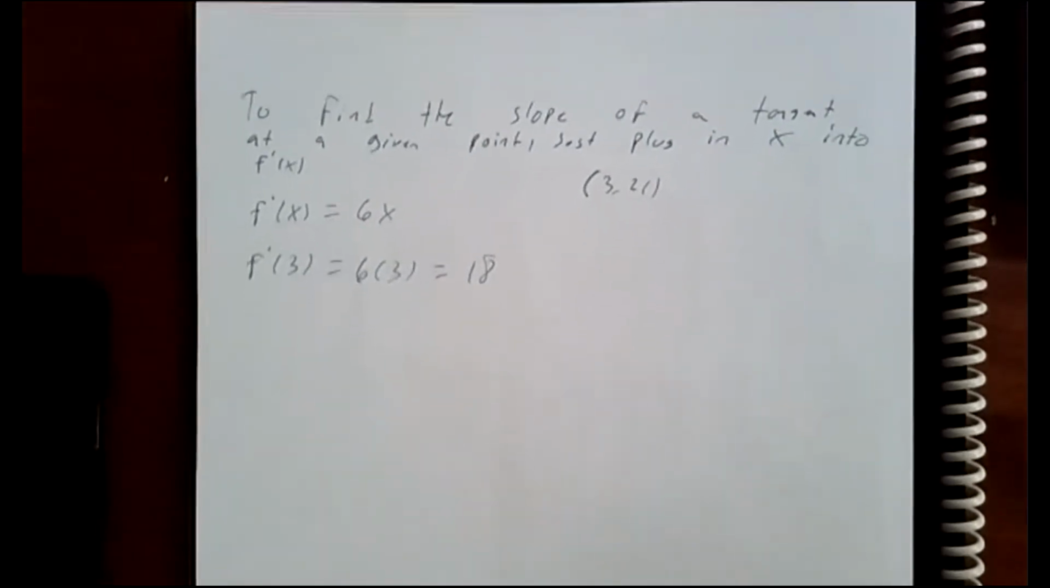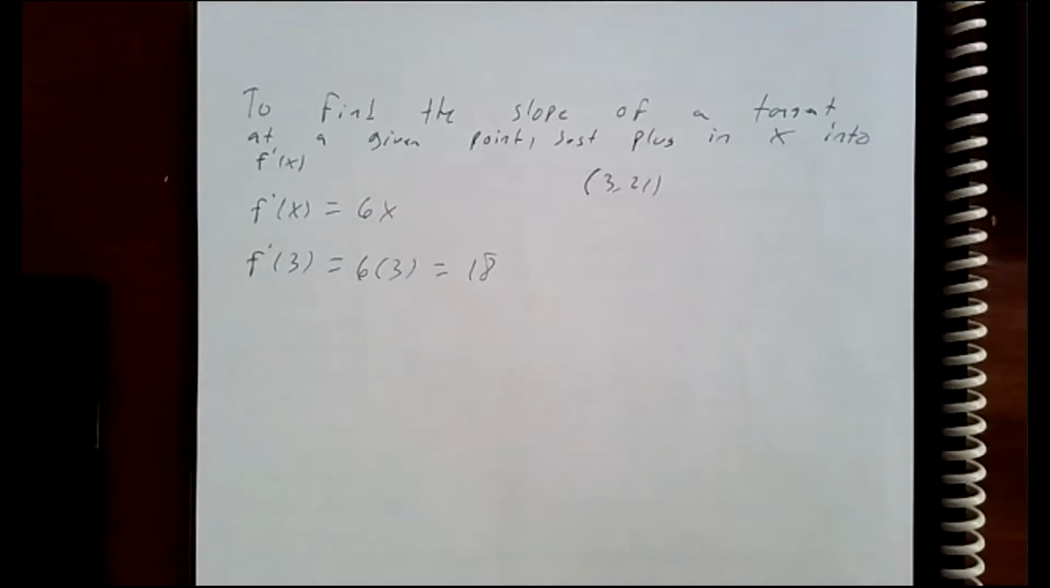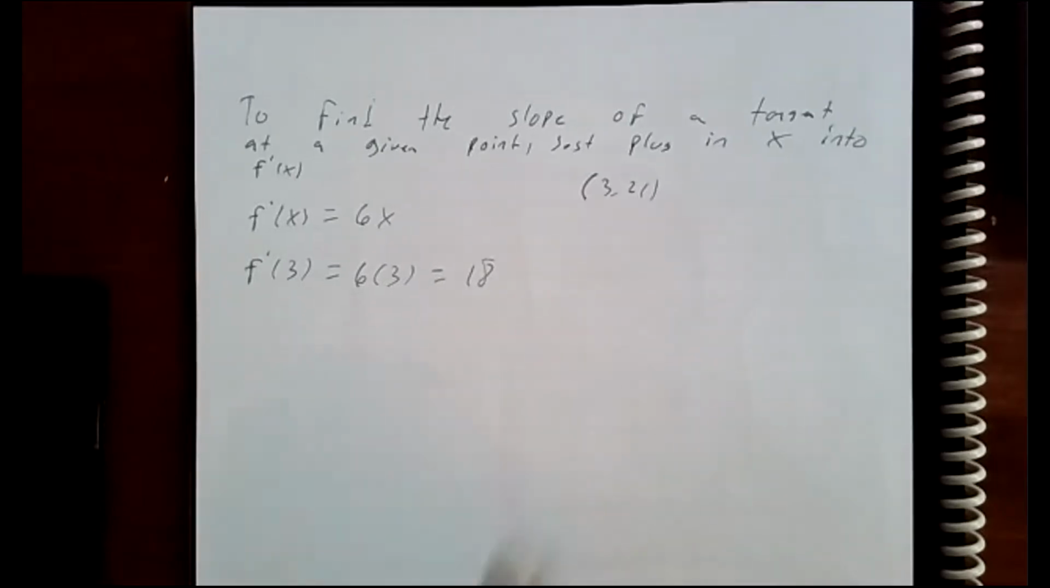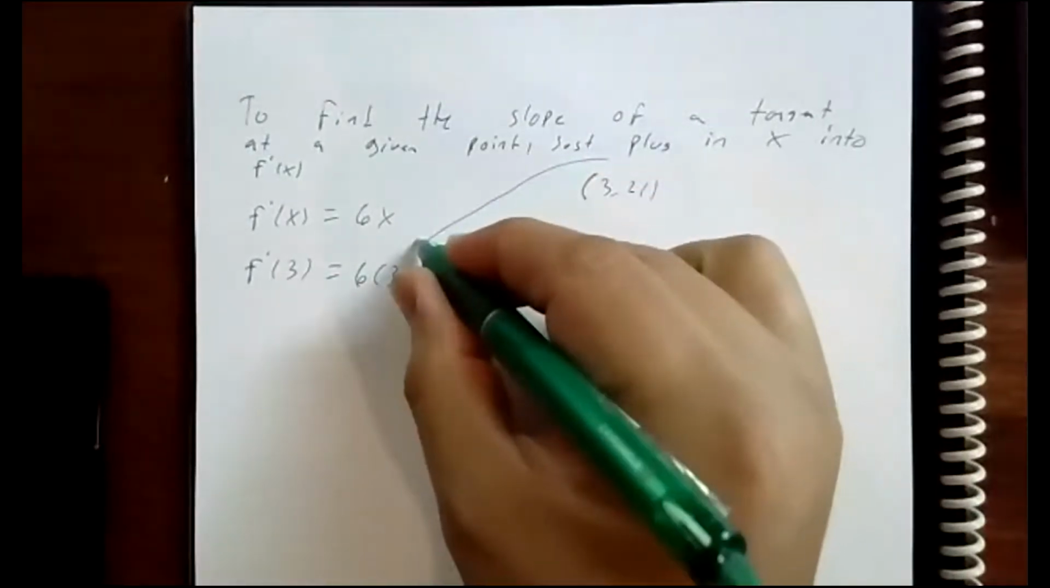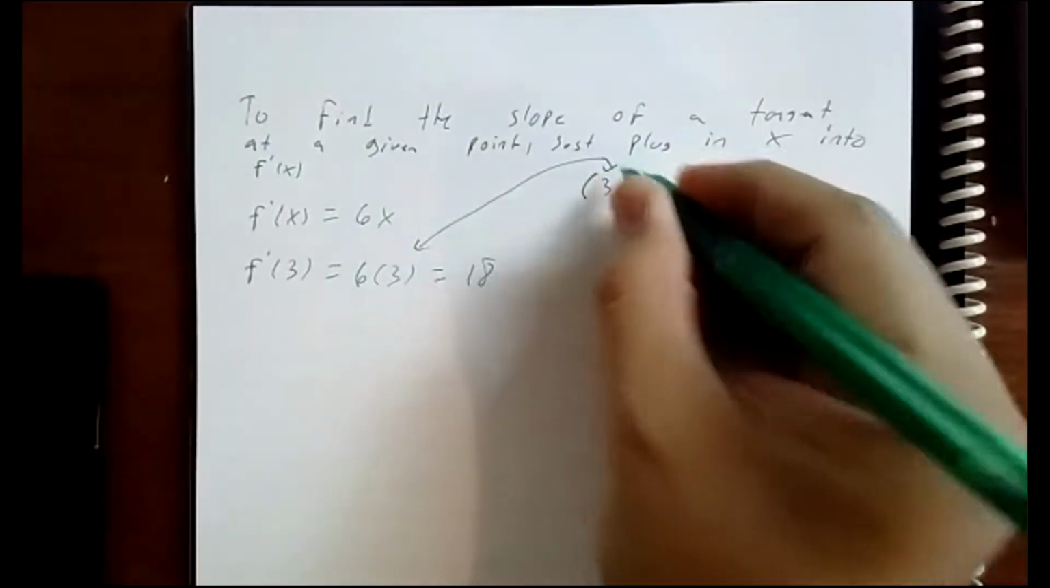Sorry, I got blurry on there for a second. And you're using 3 from the 3h, right? Or where did you get the 3 from? 3 was the point they gave me at the very beginning, (3, 21). Okay, so you have 6x from our previous answer, and then we took 3 from the point. Okay.